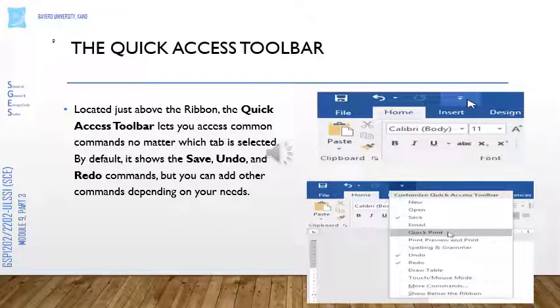The Quick Access Toolbar is located just above the ribbon and it does lots of commands. It helps you do a command very fast and very easy. It helps you to easily save, easily print and do a lot of other things you want to do quickly. It gives you access to commands as fast as it can. That's what the Quick Access Toolbar does.